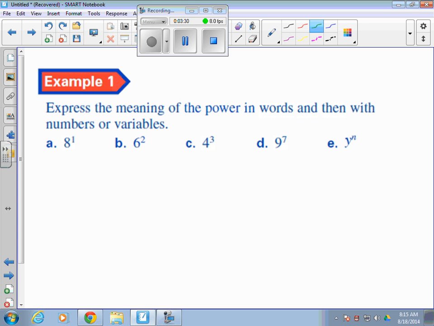Copy this next example down real quick. You don't have to write all of the words on top of it. Just do A through E real quick. I'll give you about 1 minute to write what it means. You don't have to multiply out 9 times itself 7 times. Just write the meaning of it. Take 1 minute. Do those 5 real quick.